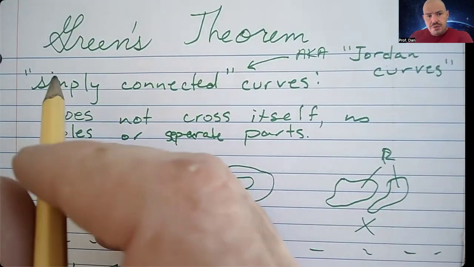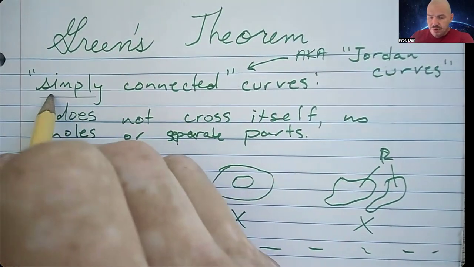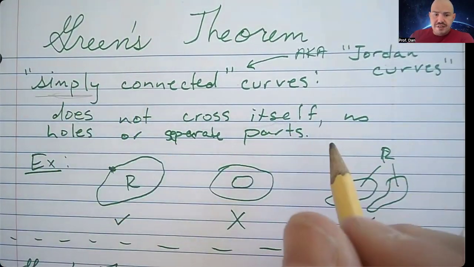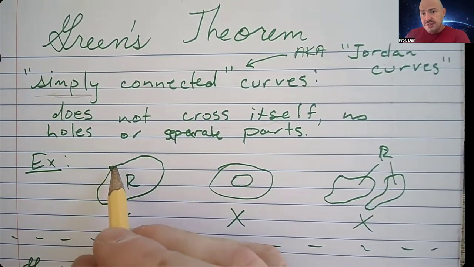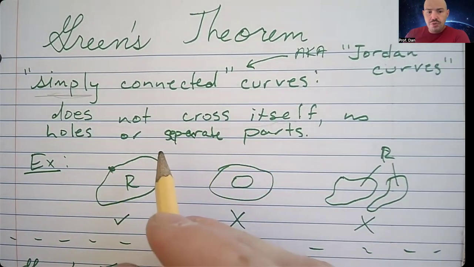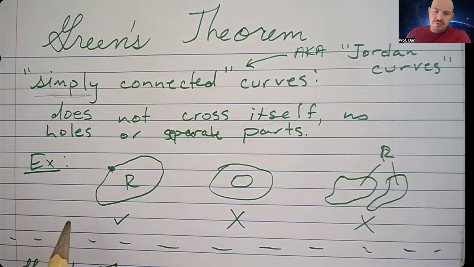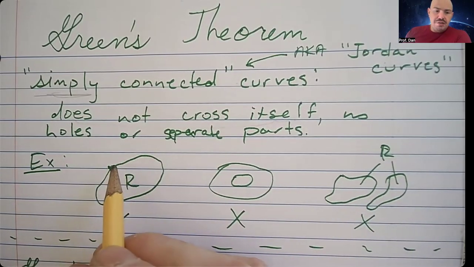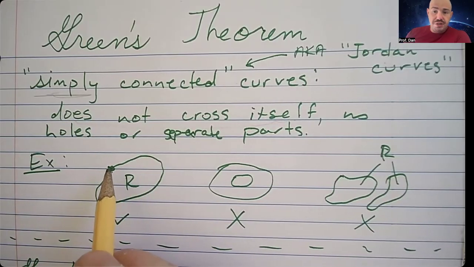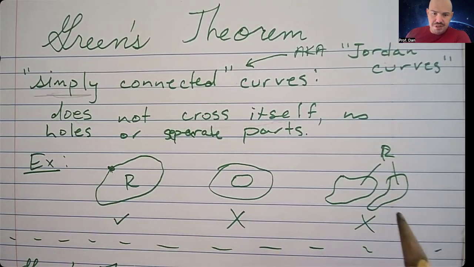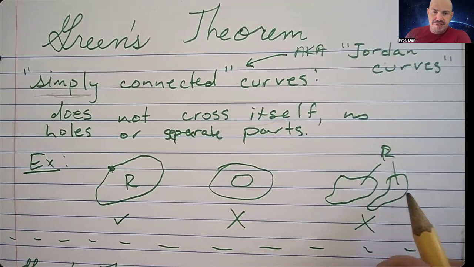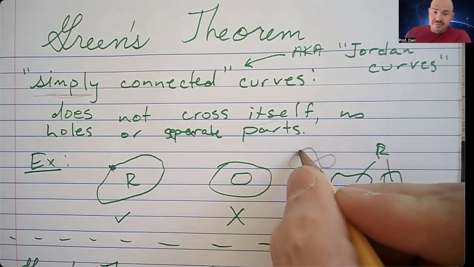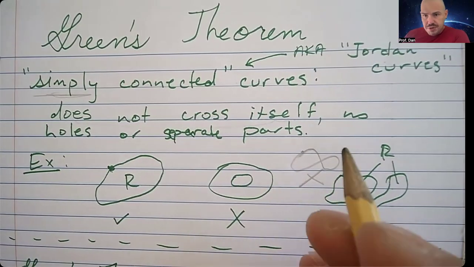Simply connected curves. When we refer to simply connected curves, simple implies that the curve does not cross itself, and connected just means that our starting point is our ending point. There are no holes, there are no separate parts. Below I have some examples of what a simply connected curve could look like. First, there's that one. That's a good example. The other two are not simply connected. This one because of the hole, this one because of the separate regions. If I were to draw something that looked like a figure eight, that would also be an example of not a simply connected curve.